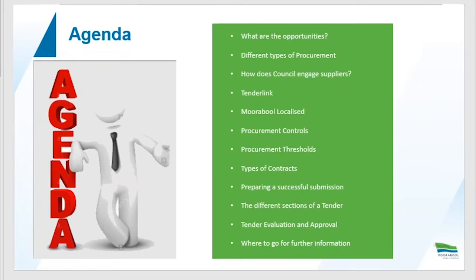So the agenda for this morning, we're just going to go through what the opportunities are with Council to undertake procurement, the different types of procurement, how Council engages suppliers, our e-procurement portal, which is Tenderlink, our Moorabool localised initiative, what our procurement controls are and thresholds, the types of contracts that we enter into, how to prepare a successful submission, what the different parts of a tender document are, and how we go about our tender evaluation and approval processes, and where you can go for any further information that you may have.